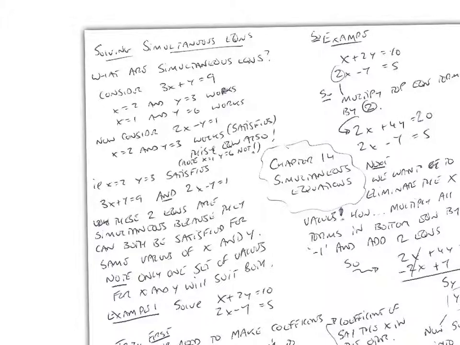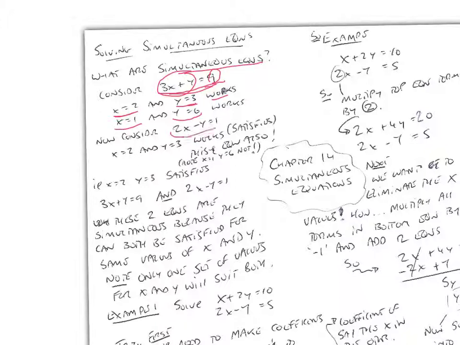Okay, let's look at solving simultaneous equations. What are simultaneous equations? If we consider an equation 3x plus y equals 9, if we let x equal 2 and y equal 3, then 3x plus y would be equal to 9. Those values would satisfy this equation. But so would x equals 1 and y equals 6.